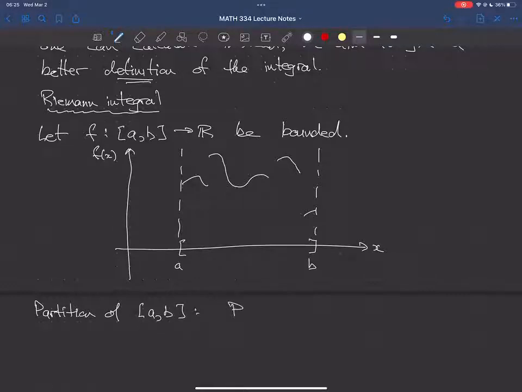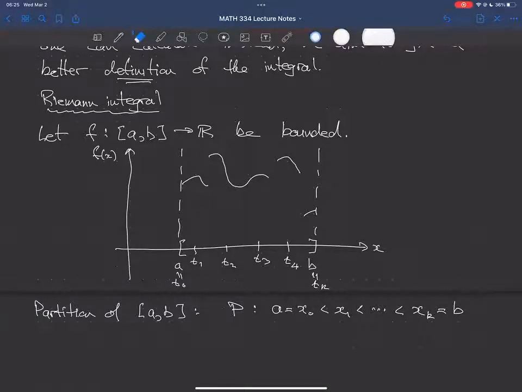And so a partition is going to be a thing P, and what P is just a finite sequence of points between A and B. So A is equal to T0 and B is equal to TK. And then I just string these out somehow. It doesn't really matter for the purposes of the definitions here. I've taken here, just for definiteness, the case of k equals 5.